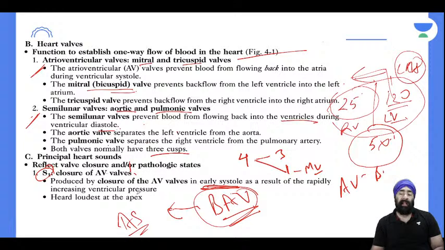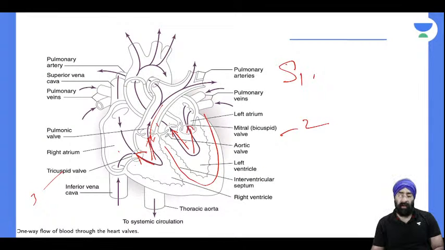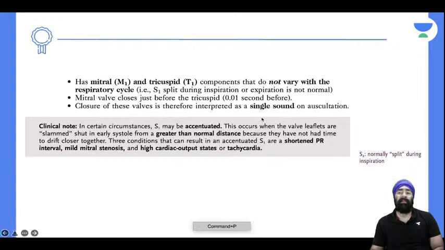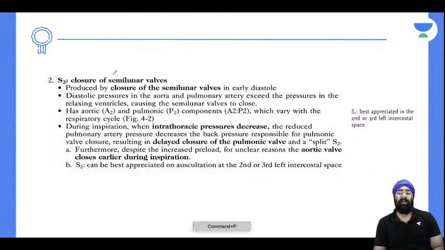ठीक है, this is the loudest, heard loudest at the apex, बिकॉज ये यहाँ पर साउंड निकल के आता है, ये वाइब्रेशन कैरी होते हैं यहाँ पर, तो ये एपेक्स बीट पे जब आप जाके स्टेथोस्कोप से सुनते हैं, you can actually hear this S1 the loudest. ठीक है, this is the apex which is there, which is very commonly seen in the fourth or fifth intercostal space in the mid clavicular line or sometimes थोड़ा और कोने में. So that is what happens. इसमें M1 और T1 ये दोनों होते हैं.